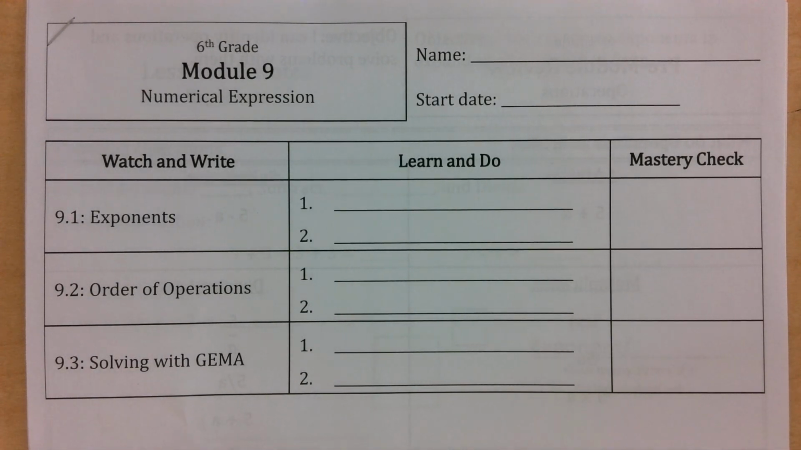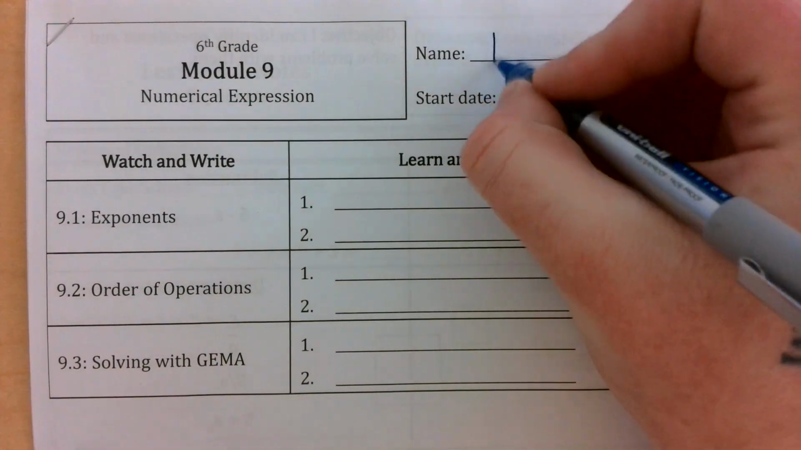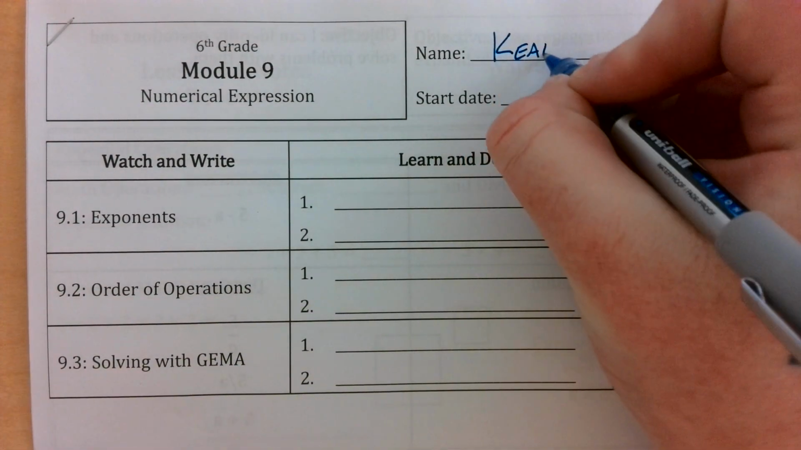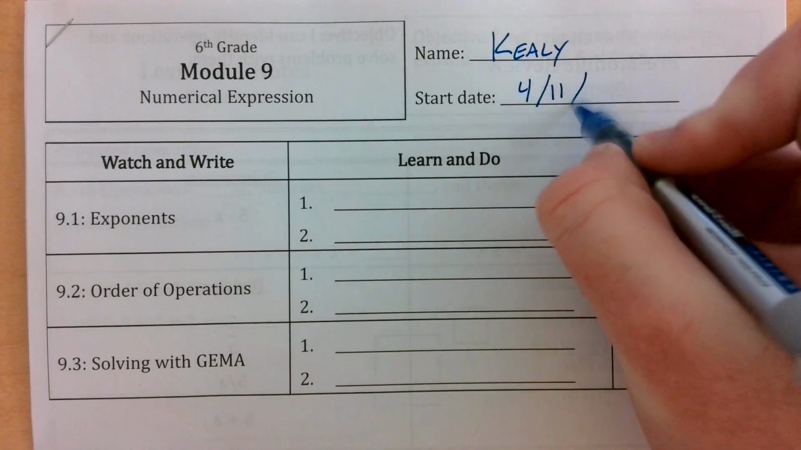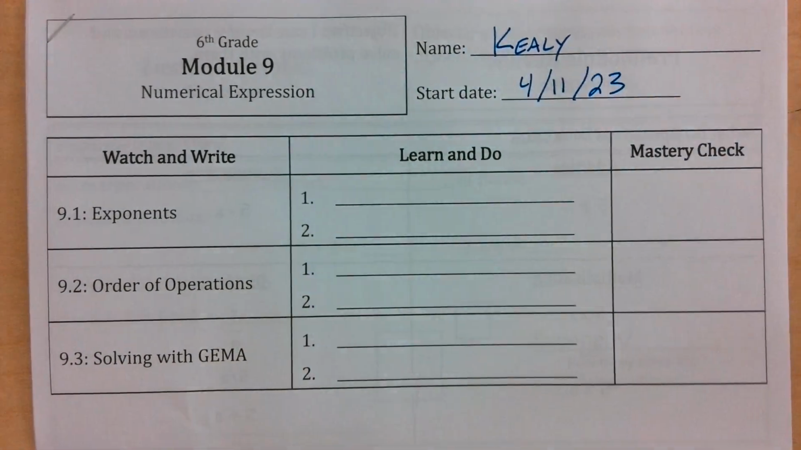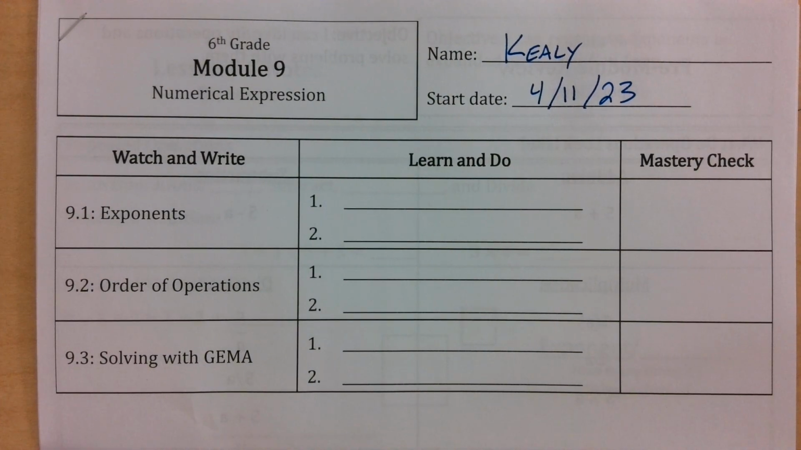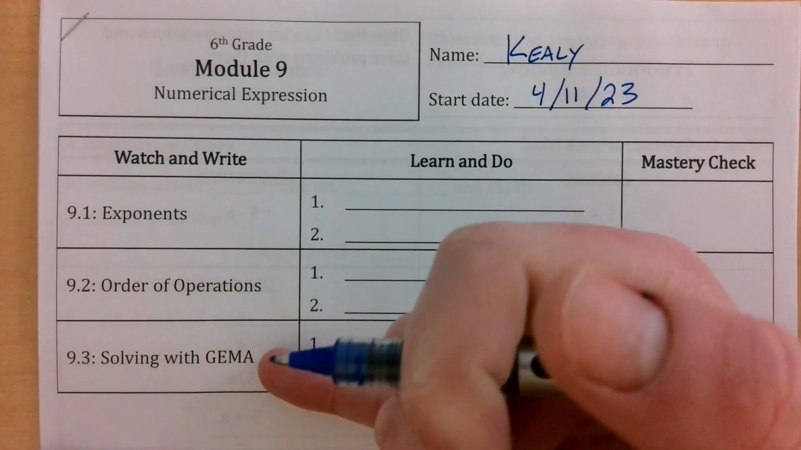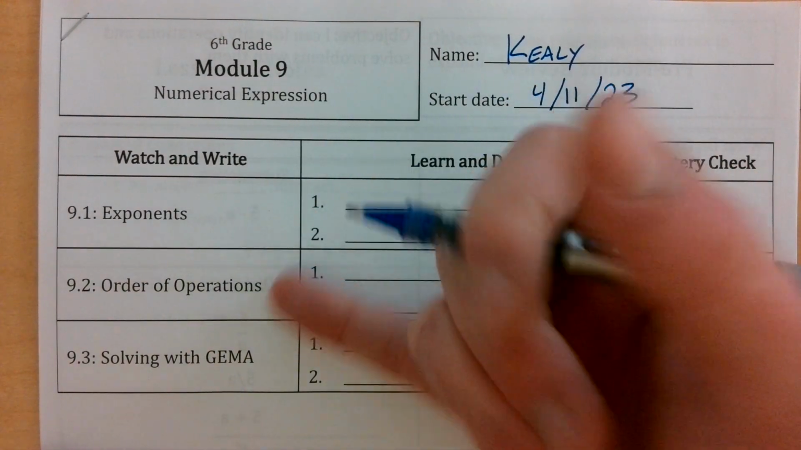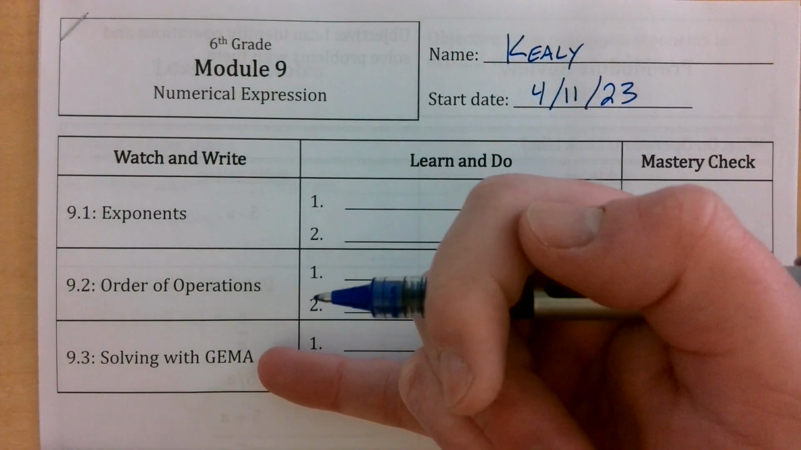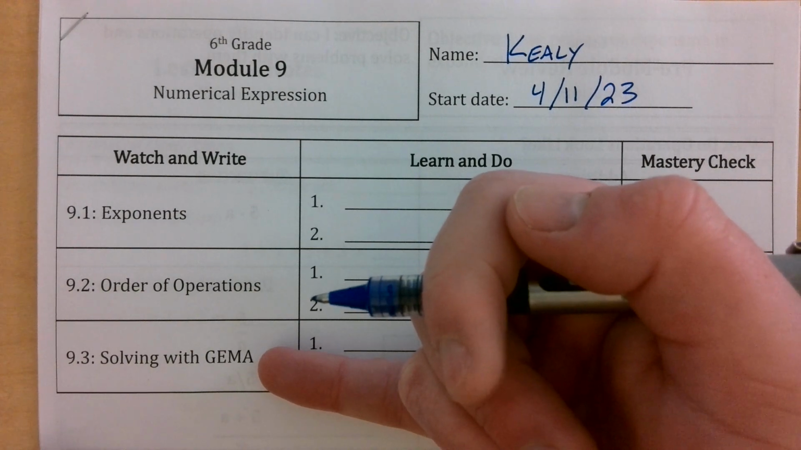All right, welcome to Module 9, which is all about numerical expressions. Go ahead and put your name on here. And our start date is 4/11/23. This is a pretty short module. Notice there's only 3 lessons plus the pre-module review. So we're going to start talking about exponents, we're going to talk about order of operations, and then solving with order of operations, which we're going to call GEMMA. Go ahead and turn the page to our pre-module review.